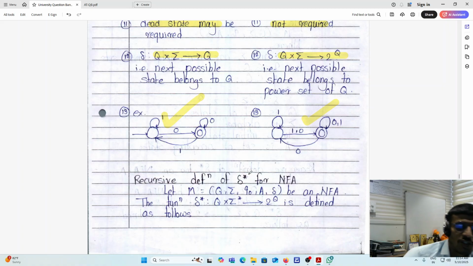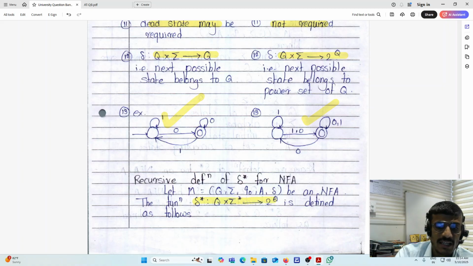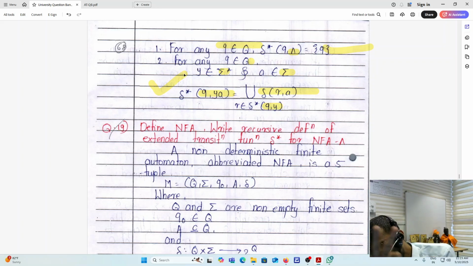Then the recursive definition of the extended transition function delta star for NFA. Keep in mind this equation: delta star goes from Q times sigma star to 2 raised to Q. That is the extended transition function. You can see here, for any q belongs to Q, delta star of (q, null) equals {q}. Then for any q belongs to Q, y belongs to sigma star and a belongs to sigma, delta star of (q, ya) equals the union over r belongs to delta star(q, y) of delta(r, a). So that is the extended transition function.